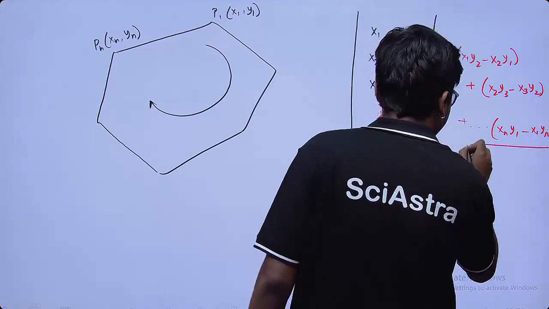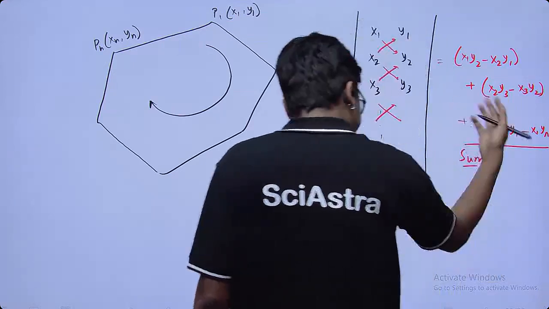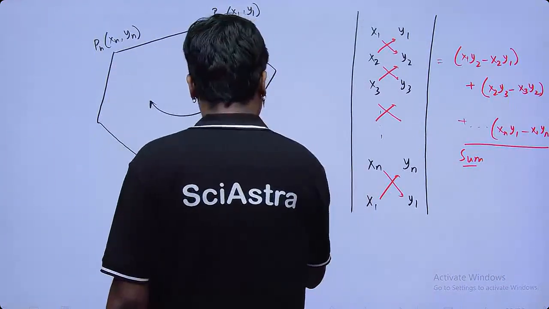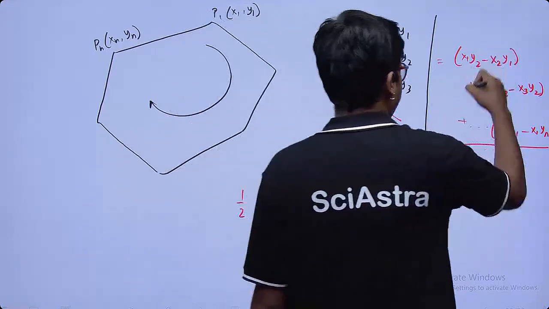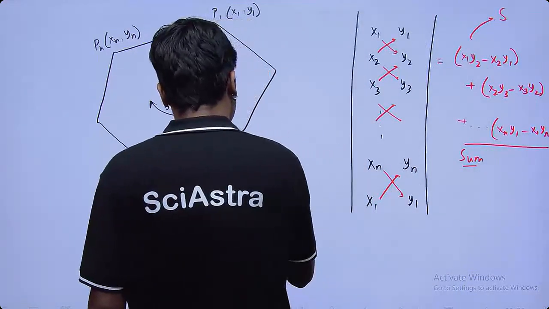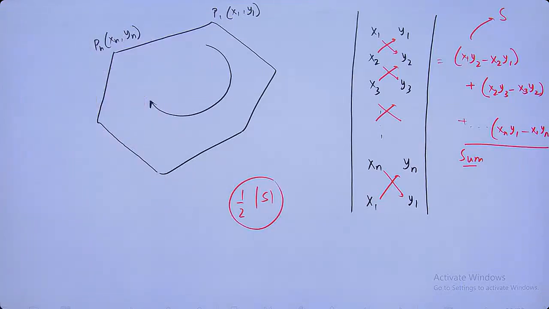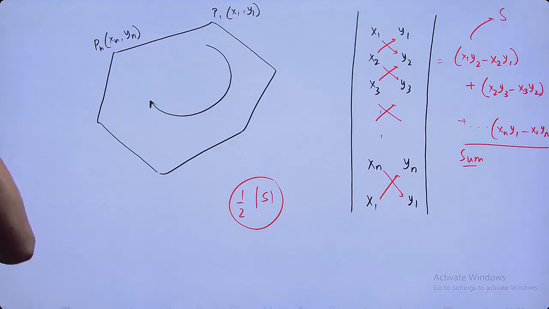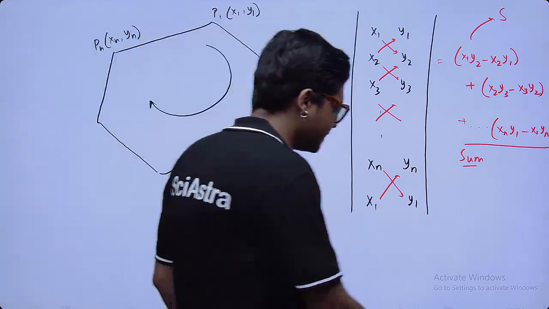Look at this entire sum. Take the absolute value of that divided by 2. That is your required area, okay? So if I call this sum S, then your required area is half mod S, okay? This is a general formula for finding the area of any polygon which has n sides and if you know all the coordinates, okay? Clear? So that's what you have to do in this question after this.